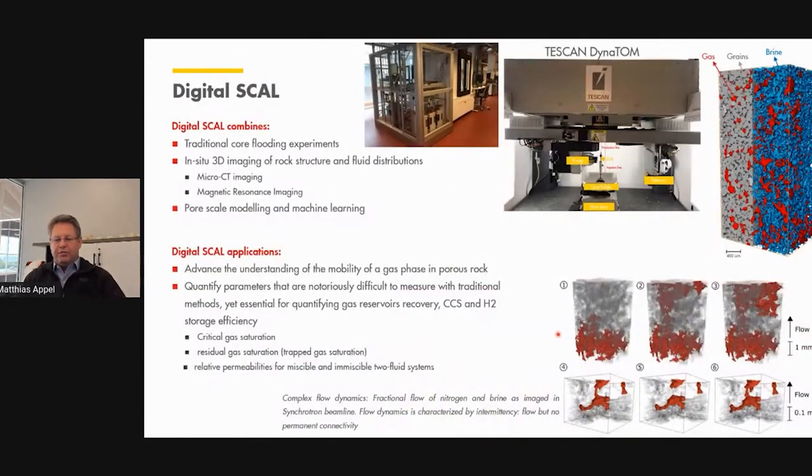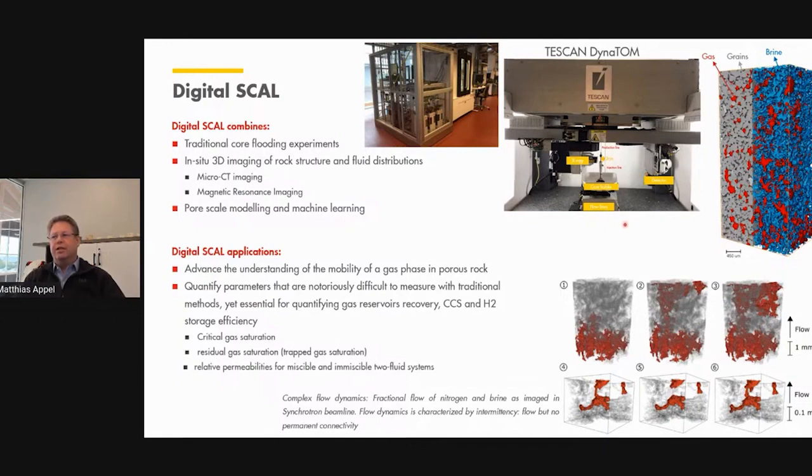That brings me to the topic of digital SCAL, because I spoke in the beginning of the presentation about the core analysis techniques. Then afterwards I introduced the imaging aspects. Now digital SCAL is a technique that combines experimental techniques, traditional core flooding experiments, with the ability to acquire 3D images of the entire rock structure and fluid distributions. So two techniques are mostly used, micro-CT imaging or magnetic resonance imaging.